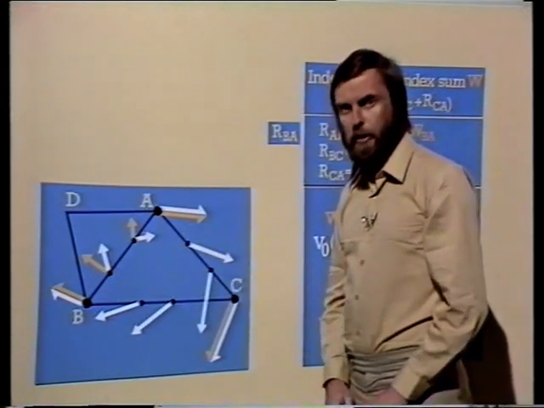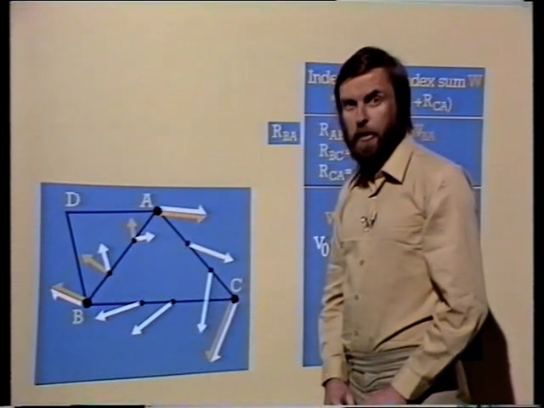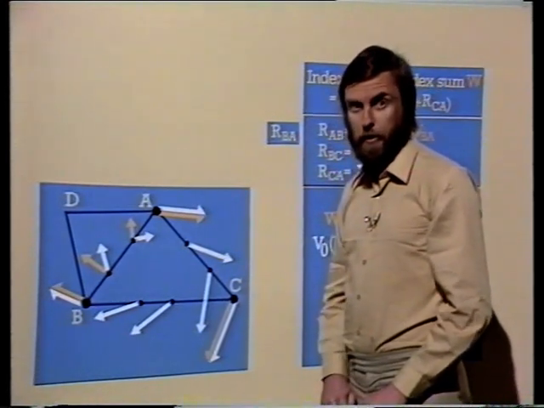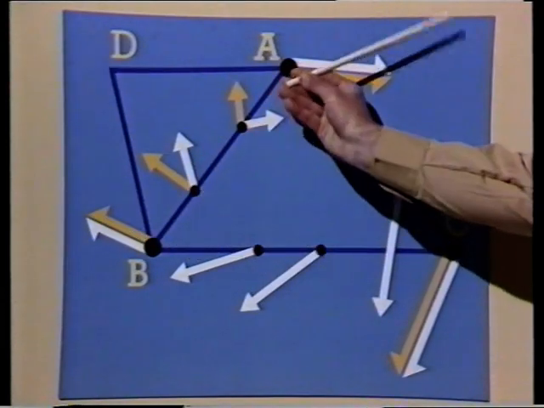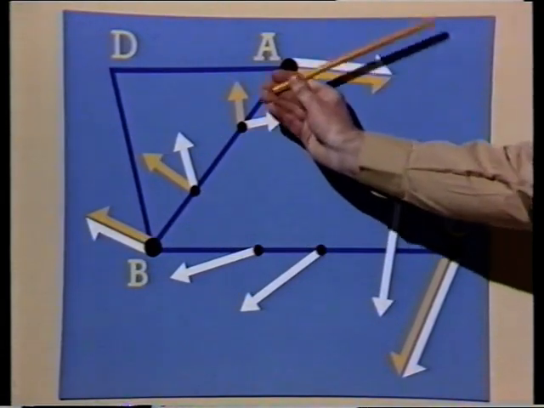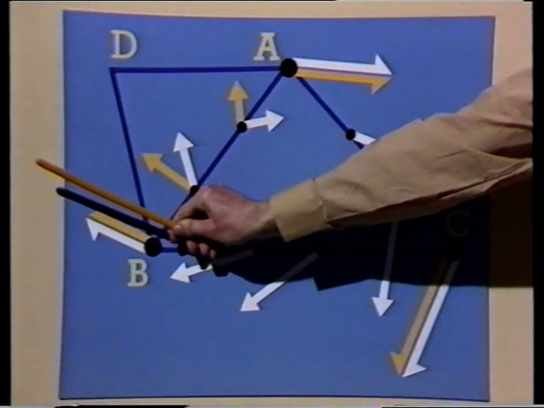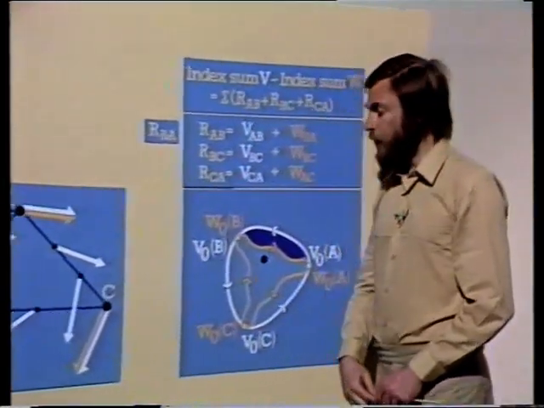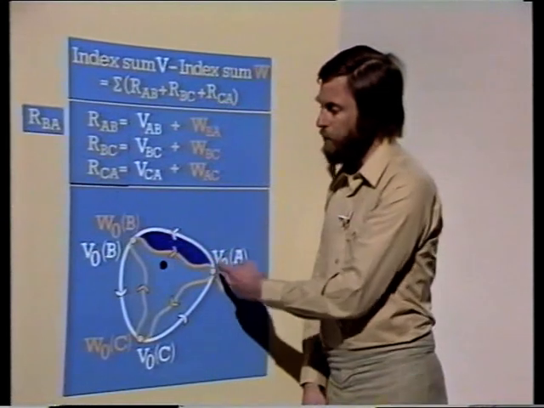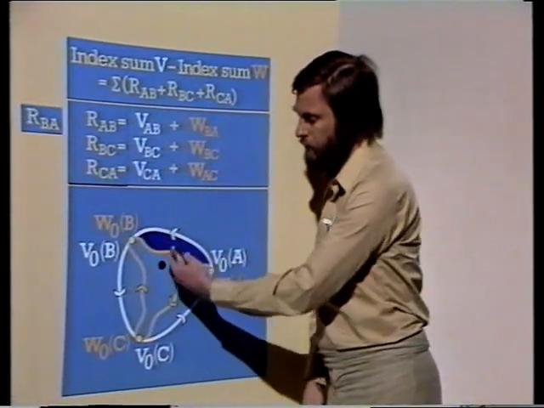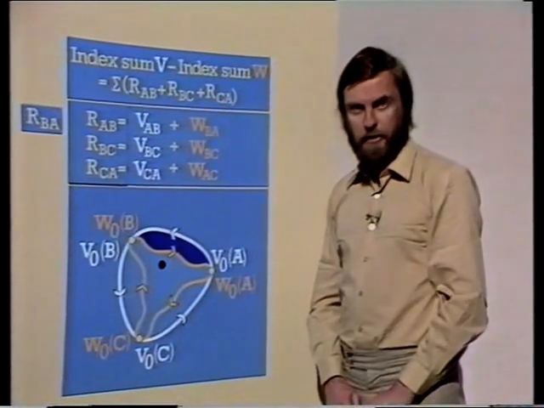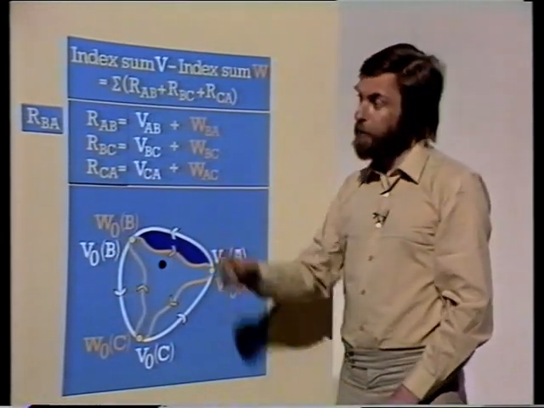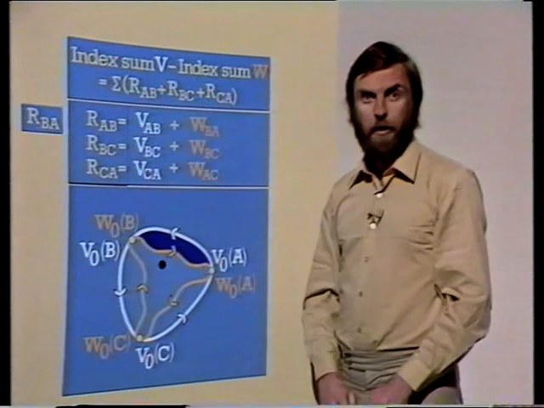Now, what is the loop for which RBA is the winding number? Well, we have to do the reverse of what we did for RAB. We have to go from B to A with the V vectors, and then from A to B with the W vectors. So the variation loop is just this top loop, but in reverse. And therefore, RBA is minus RAB. So when we add these two up, we'll get 0.